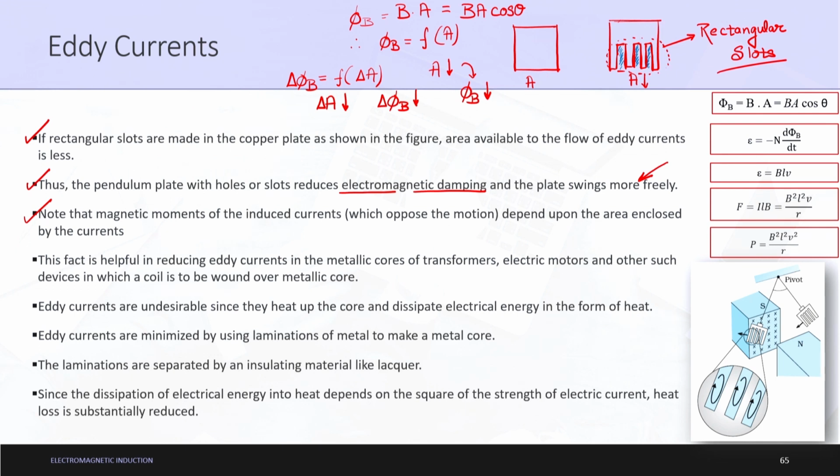So, note that the magnetic moments of the induced current which oppose the motion depend upon the area enclosed by the currents. This fact is helpful in reducing eddy currents in the metallic cores of transformers, electric motors and other such devices in which a coil is to be wound over a metallic core. That is why anything which is involved in induction of currents, in all these transformers, AC generators and so on, involves slots and grooves. Why is there an involvement of these slots or grooves? So as to reduce eddy currents.